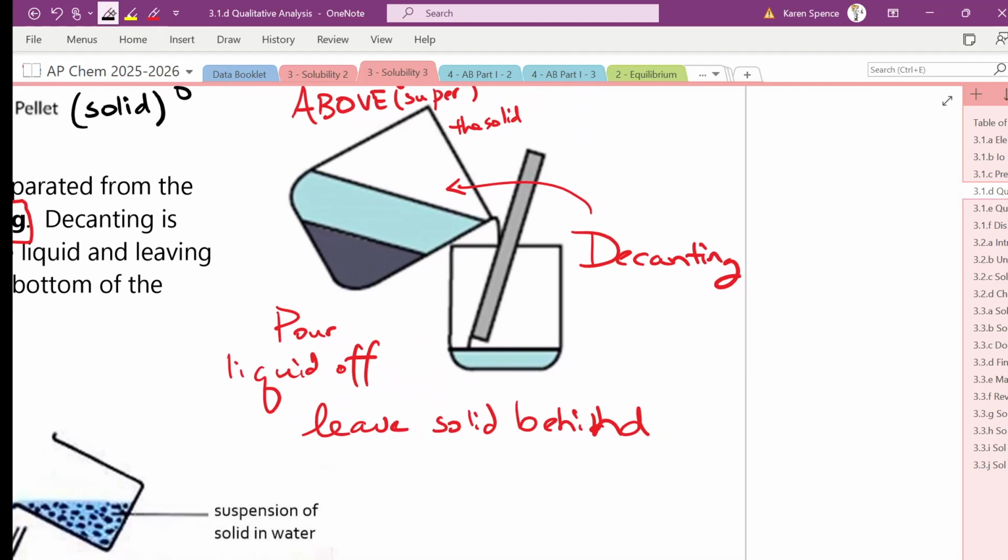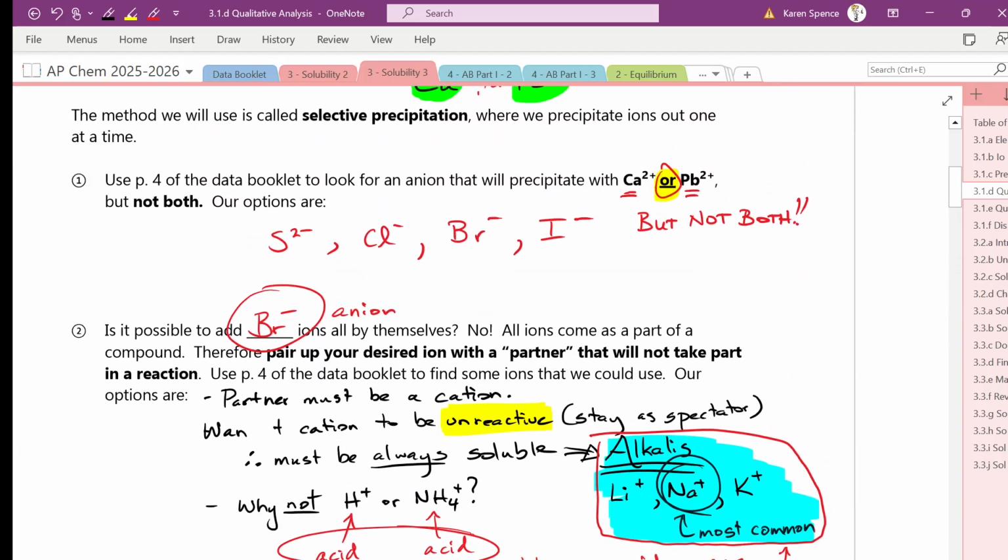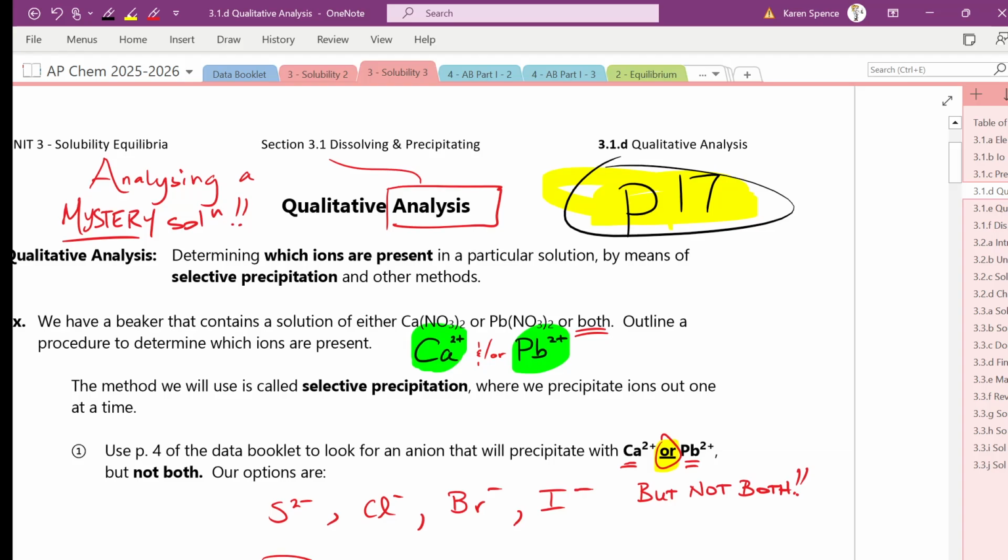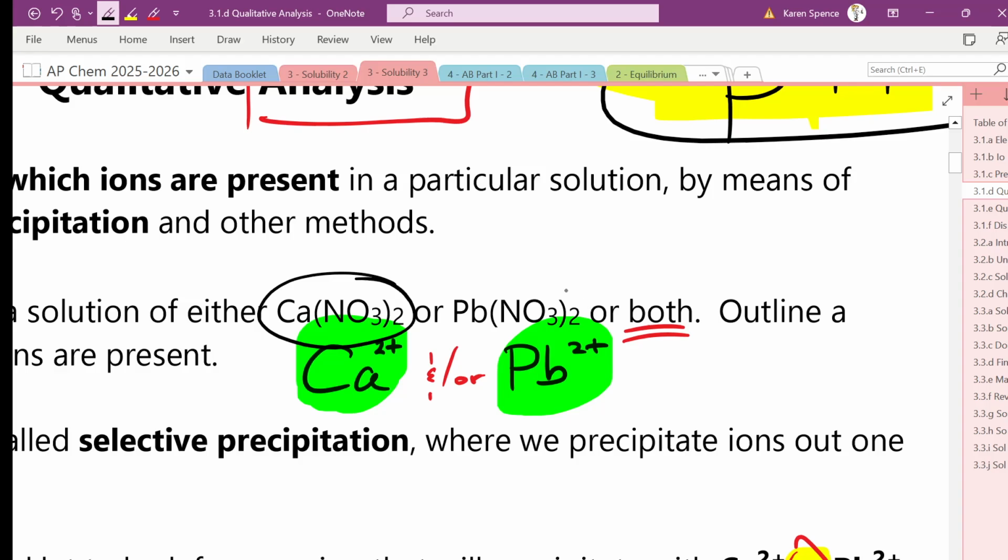Now, what ions would be present in this solution here? What we would have is we would have a precipitate, and this is our precipitate, and that was lead bromide. Well, if we go back and we say, what did we originally have in our solution? We had calcium nitrate or lead nitrate. So in addition to possibly having some calcium, we will also have nitrate left over.